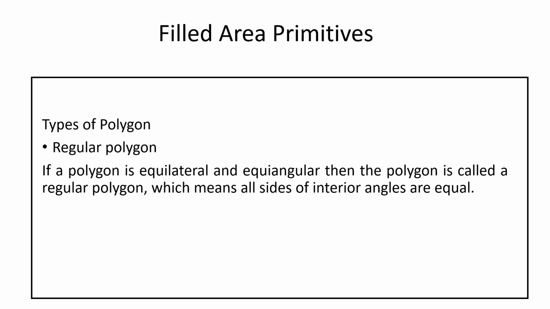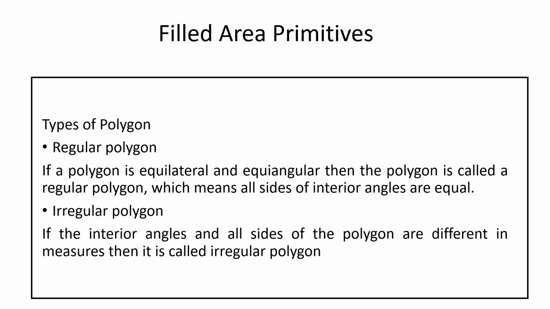There are different types of polygon. One is a regular polygon and the other one is an irregular polygon. So what is a regular polygon? If a polygon has equal sides and equal angles, that is, it is equilateral and equiangular, then such a polygon is called a regular polygon. And an irregular polygon means any other polygon which is other than the regular polygon.